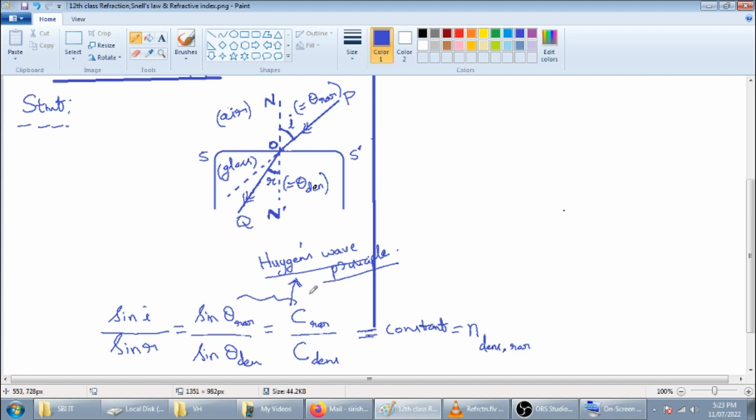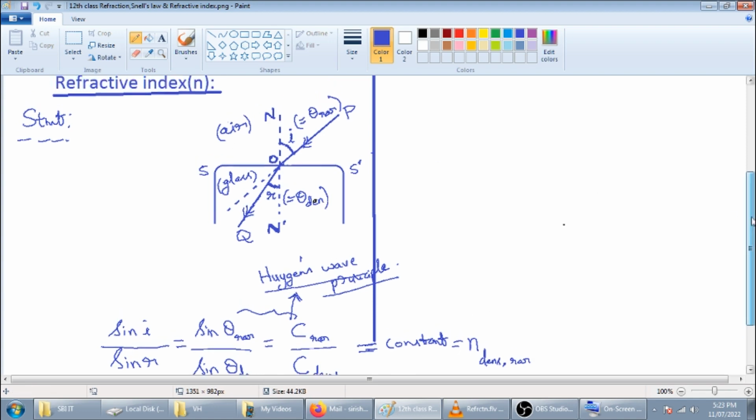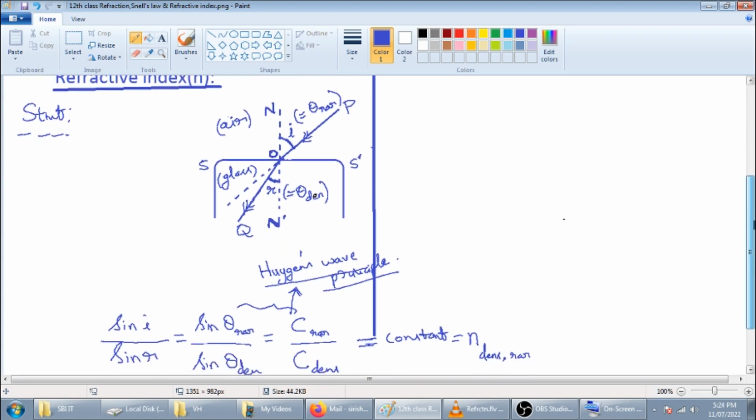So that way, from Huygens wave principle, actually we are getting the final proof of Snell's law of refraction: the ratio of the sine of the angle in the rarer medium to the sine of the angle in the denser medium will have to be a constant, because this ratio is equal to the ratio of the velocities of light. Both the velocities in the two media being constants, constant by constant will have to be a constant. This constant itself is defined as the refractive index. So it is simply called the refractive index of the denser medium with respect to the given rarer medium. So this entire statement itself is called the final statement of Snell's law of refraction.